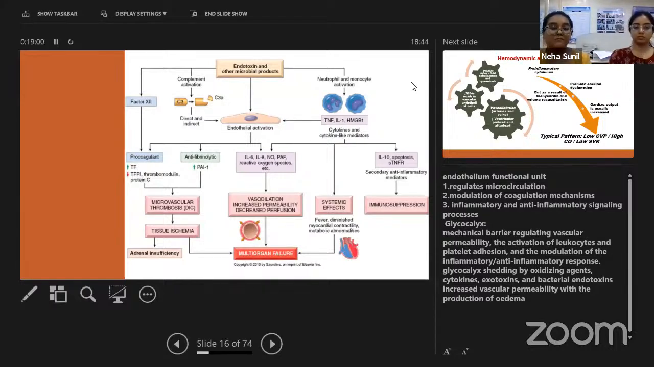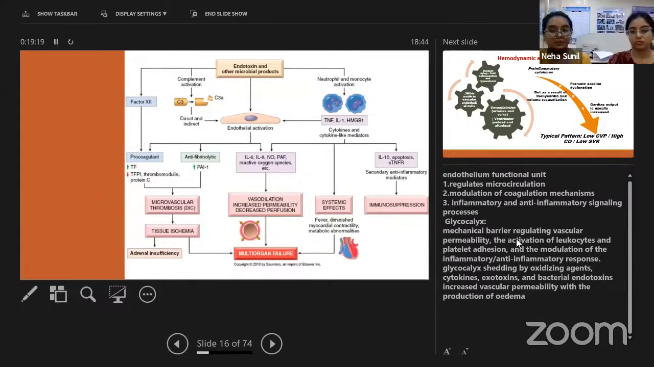Now, the endothelium is a functional unit which contains glycocalyx, which is made up of glycoproteins and proteoglycans. This glycocalyx forms a mechanical barrier that regulates vascular permeability. It also plays a role in activation of leukocytes, platelet adhesion, and modulation of inflammatory and anti-inflammatory response. Damage to this, which is called glycocalyx shedding, by oxidizing agents, cytokines, and exotoxins causes increased vascular permeability with the production of edema.